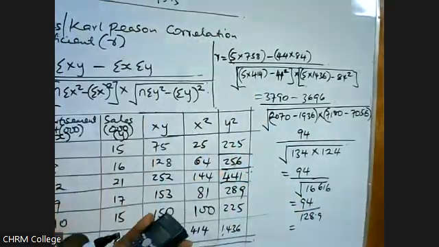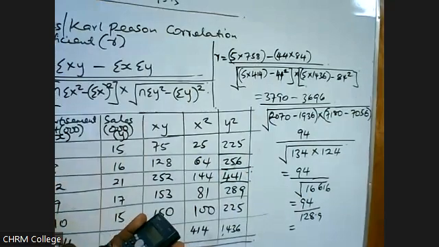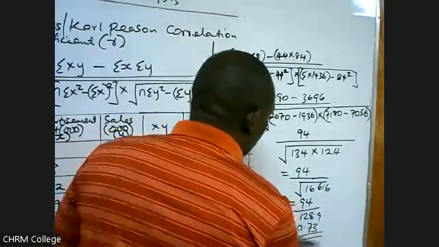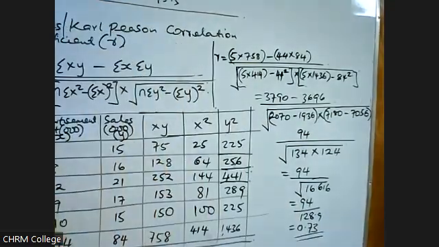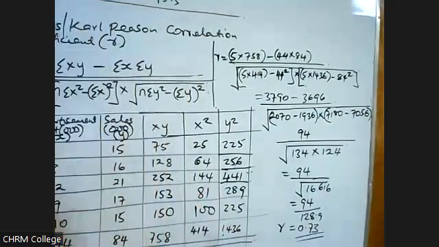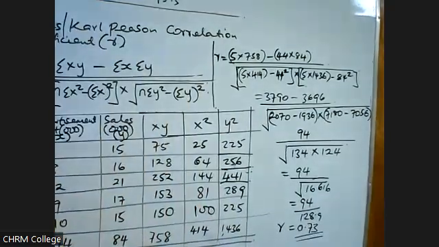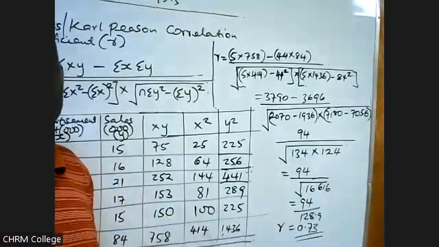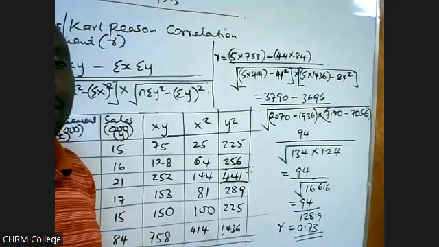So if you do 94 divided by 128.9, you get 0.73. That is 2 decimal places, and that is your answer. This is your Pearson correlation coefficient. That is the Pearson correlation coefficient, 0.73.